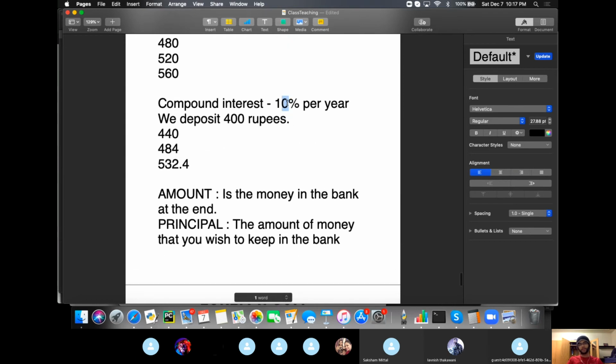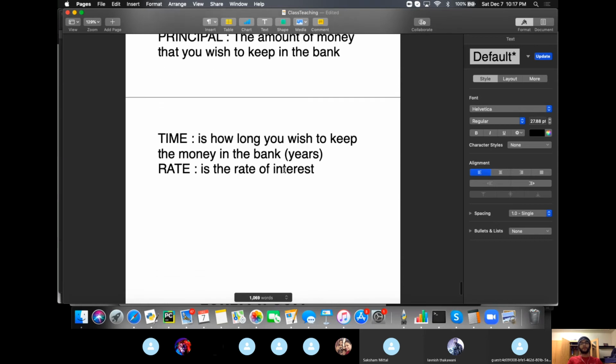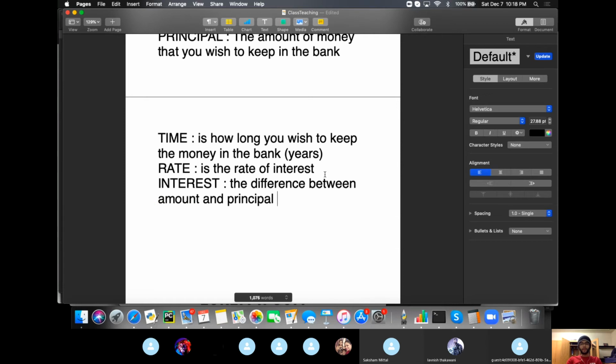If the rate here was 20, then we would increase every year by 80 rupees because 80 is 20% of 400. Okay, rate is the rate of interest, simple to understand. And lastly, interest, the difference between amount and principal. Simple to understand, because principal was the money that we kept in the bank, amount was the final money, so interest will be the difference of this and this. So that tells you by how much your money increased.